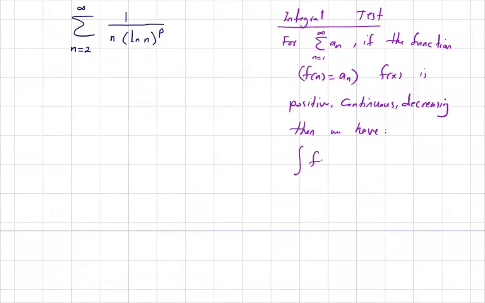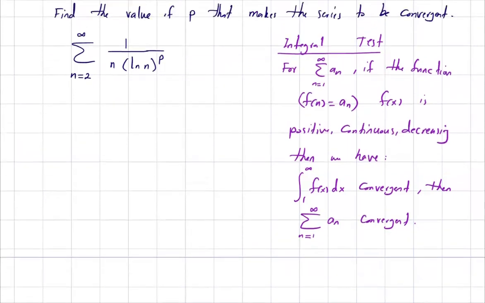If the integral of f of x dx is convergent, then we can conclude that the summation of an, n starts from 1, goes to infinity, is convergent as well. And we saw that if the integral is divergent, the series is a divergent series as well. But let us take a look.